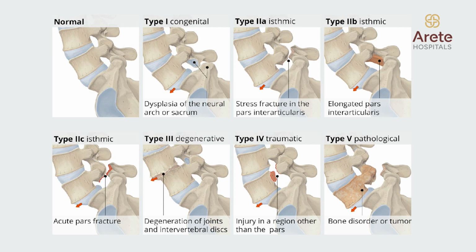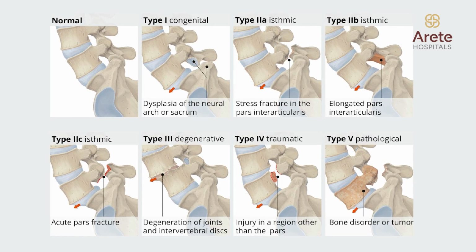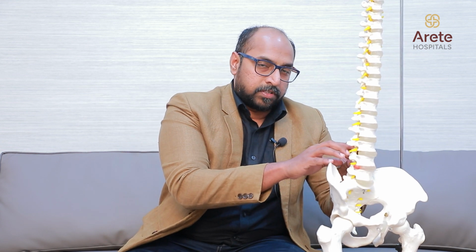The third one, which is the most common, is the degenerative type. Because of the degeneration, the wear and tear, there is severe joint hypertrophy, because of which there is a constant pressure on the pars. Due to the constant pressure, the pars gives way. There's a breakage of the pars and they have spondylolisthesis.